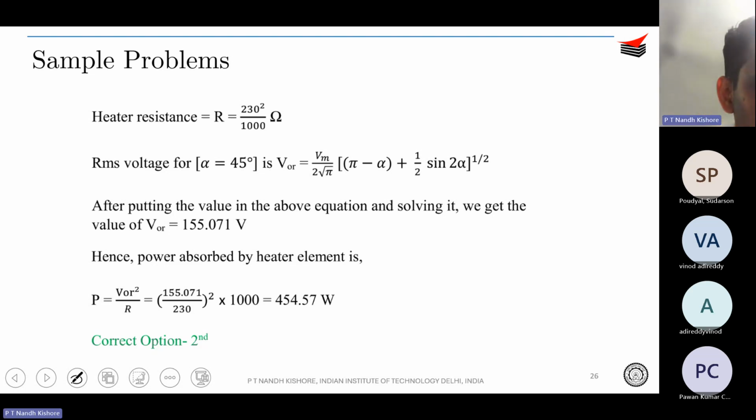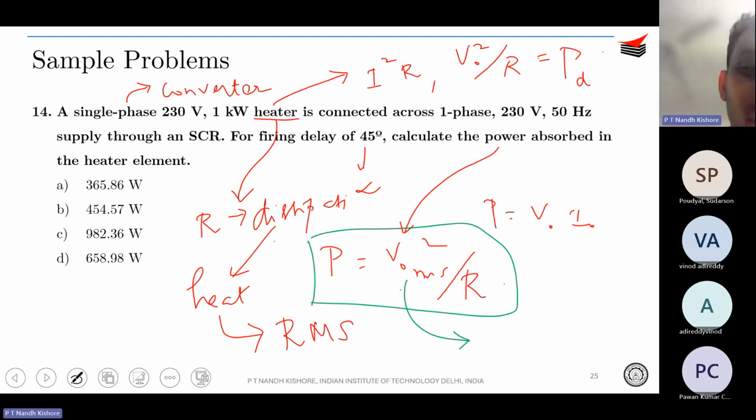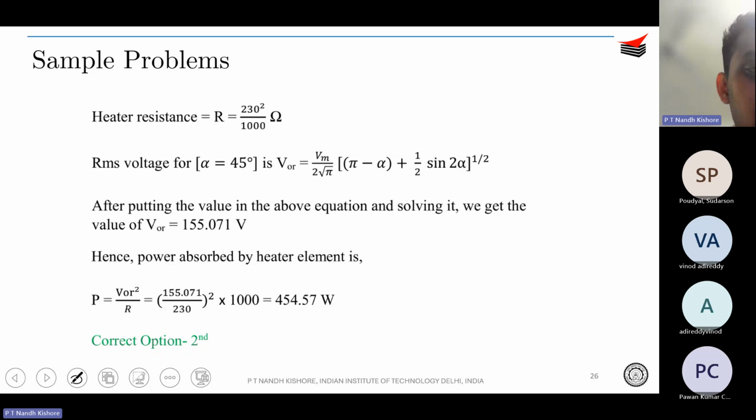In the options, one of the options will always be V naught average square over R also, just for the sake of trapping you guys. So please remember, it's always a heater resistance, and heater resistance always means you have an RMS quantity.